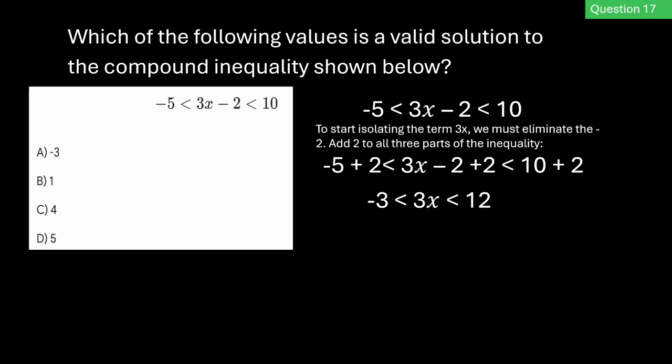All right. The next step is to isolate the variable x. We need to completely isolate x, and right now it's being multiplied by 3. So we need to divide all three sections by 3. Divide all three sections by 3.